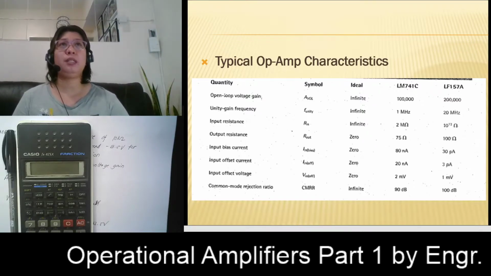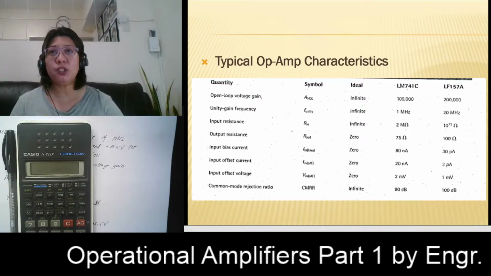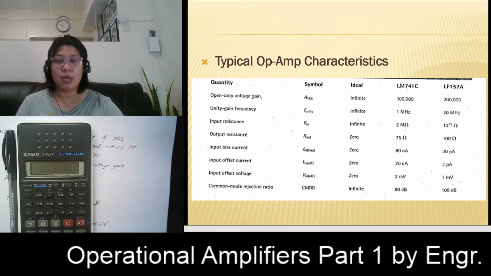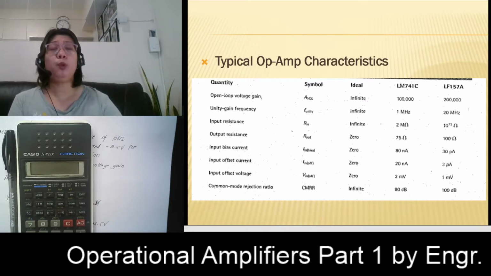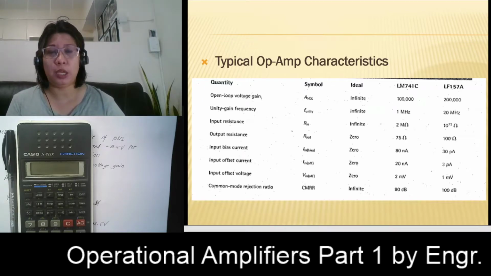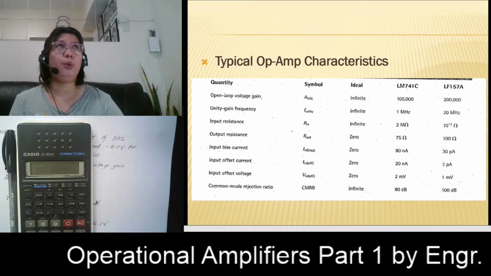Unity gain frequency: the ideal is infinite, but for the LM741C, that is just equivalent to 1 megahertz. What do we mean by that? Up to 1 megahertz, you can have a usable voltage gain. Maybe we can relate this to bandwidth.